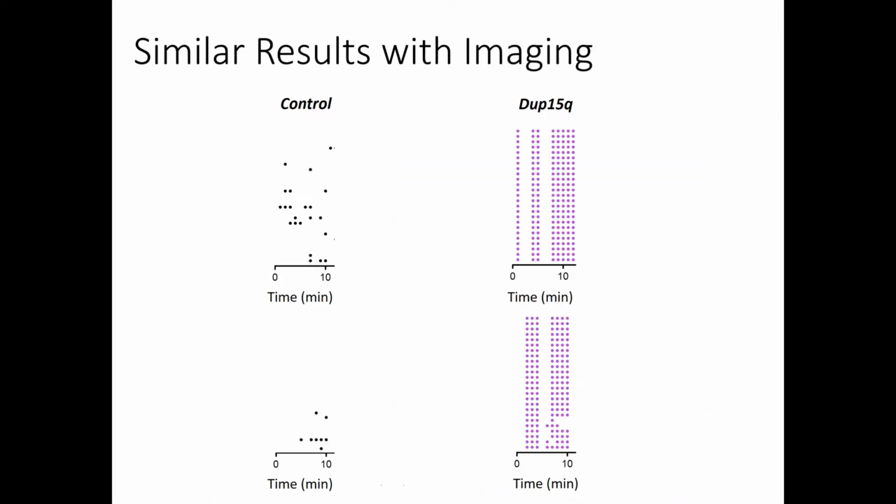And here's some more data. This is a raster plot, so each of these rows is a different cell from 2 control experiments from 2 individuals and 2 Dup15q experiments. And again, in controls, some fire at the same time, but many are not firing. But in the 2 different Dup15q individuals and 2 different examples in the last couple slides, again, all synchronous.